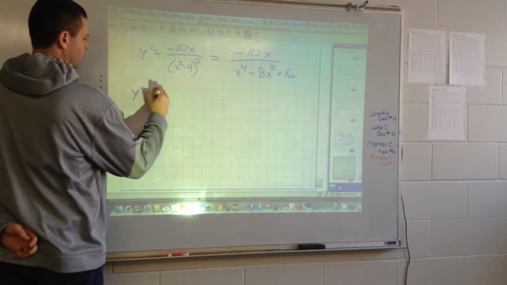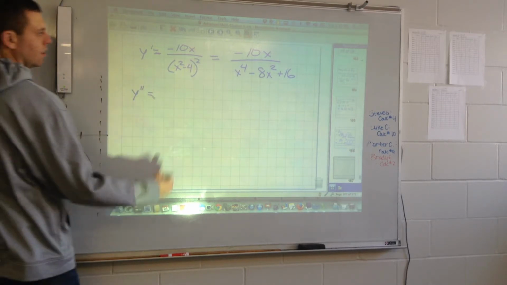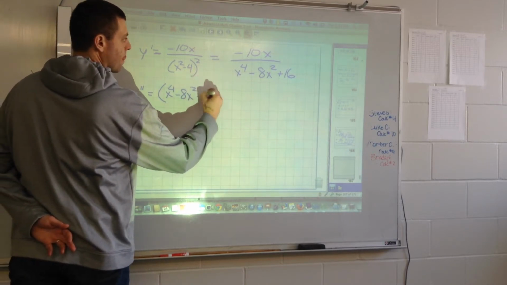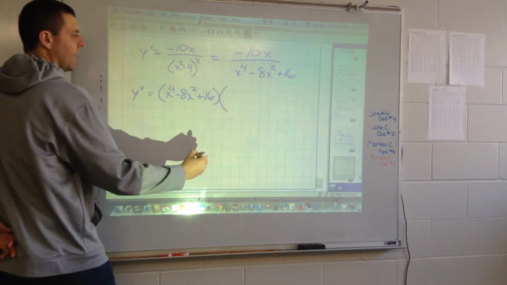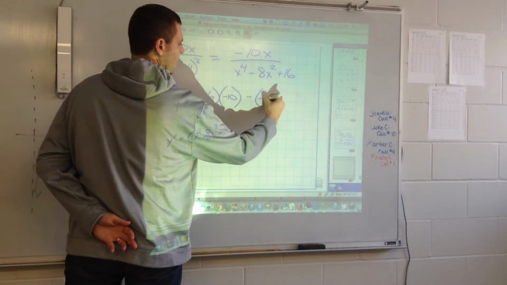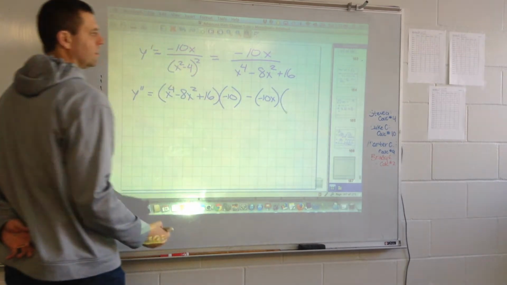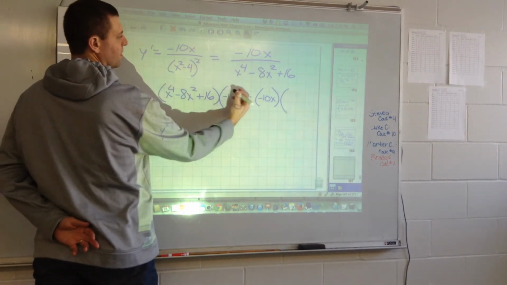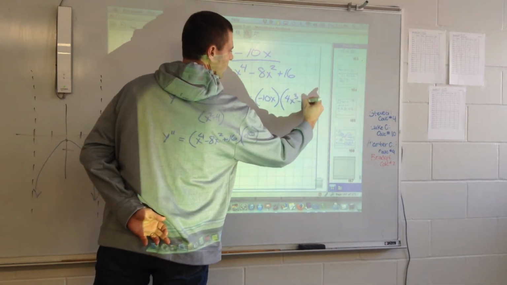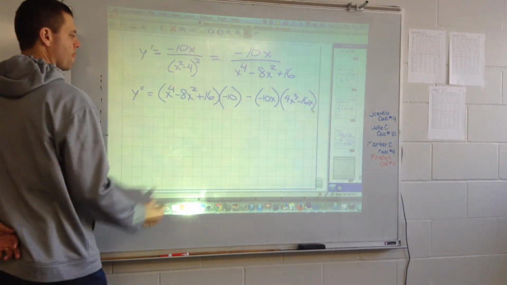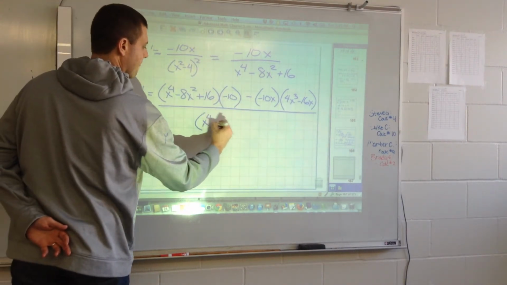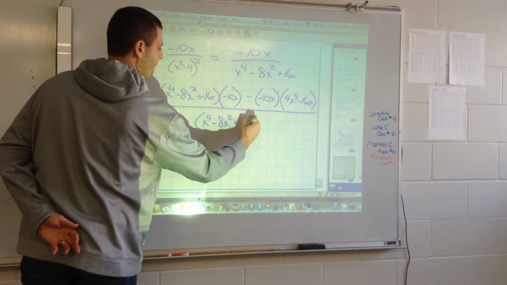So, low d high, minus high d low, so 4x to the third minus 16x, all over the square of what's below. I guess maybe it's not better. Oh, actually it just took out a single step. Never mind.